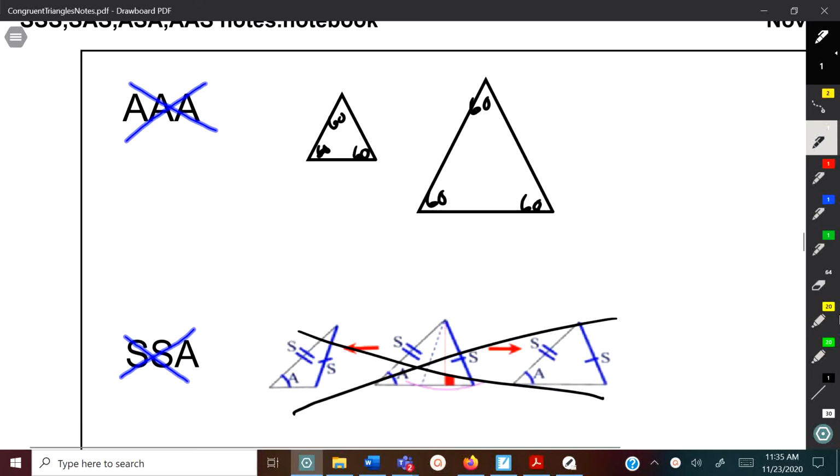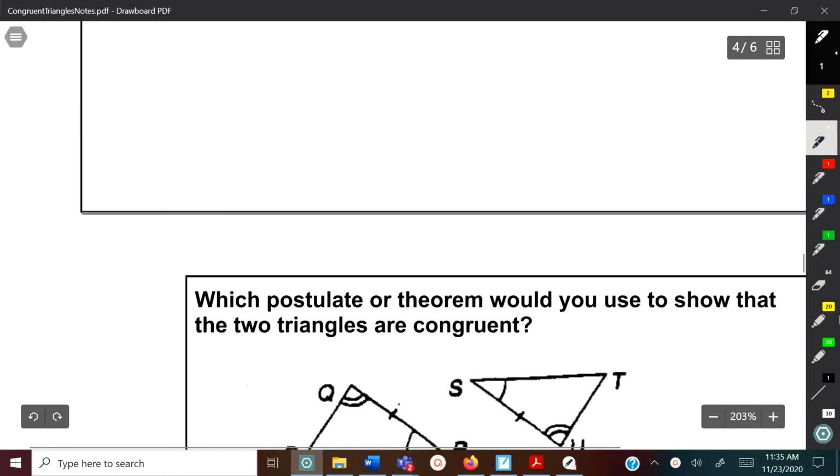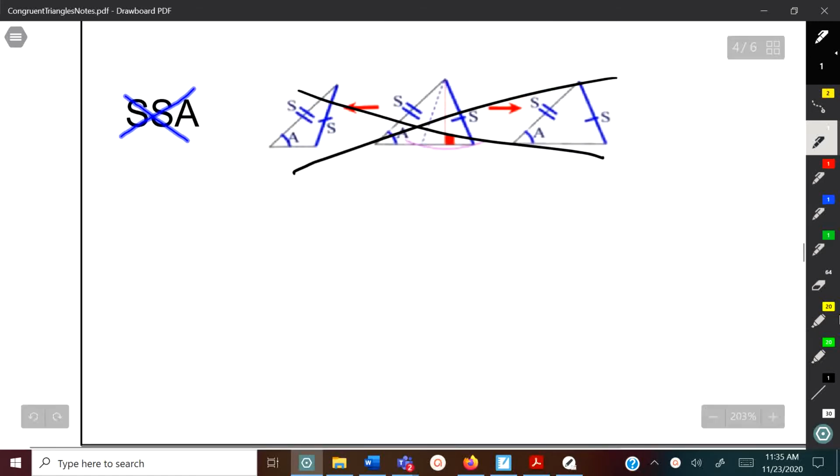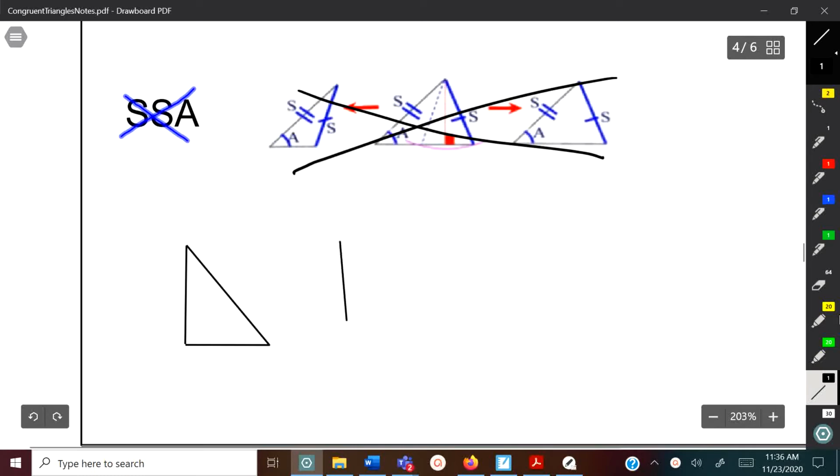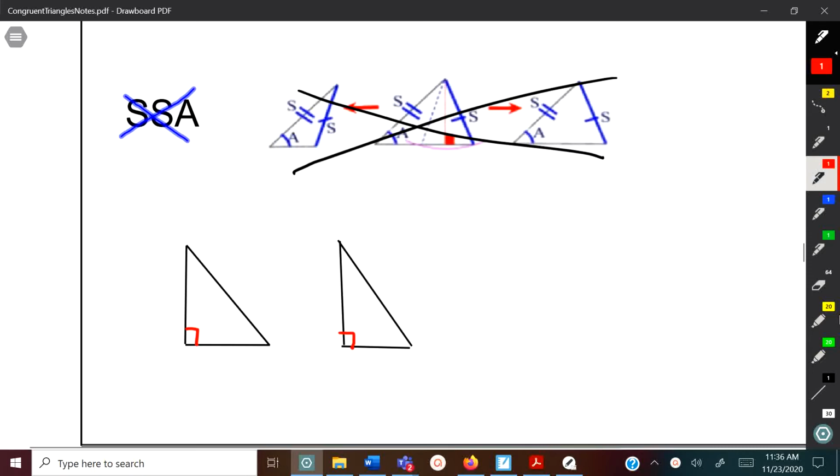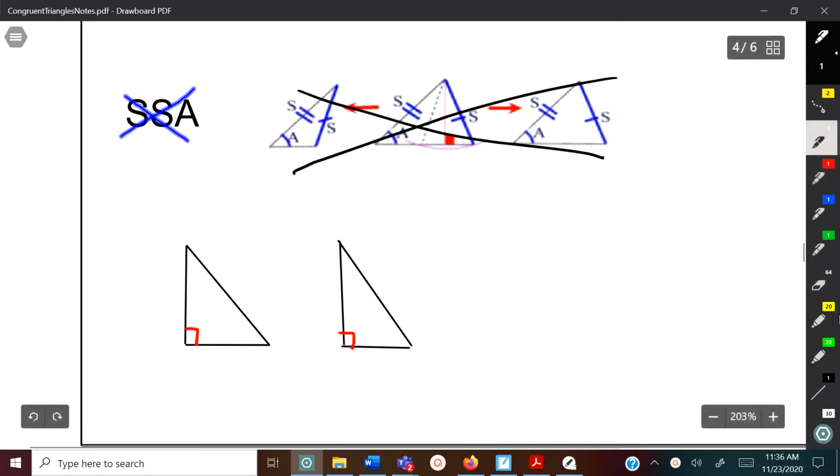Okay? Now, there's one more that's not in this PDF that I want to show you. Hopefully I can draw it a little bit. This may not be perfect, but notice how in this particular shape you have some right angles. If you have a right angle and a leg, let me talk to you about this real quick.